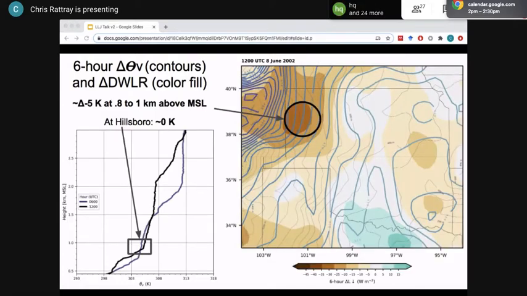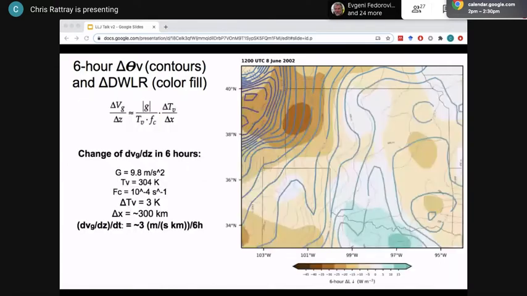So going ahead 6 hours, we see that the greatest decrease in downwelling long wave took place in this area in western Kansas, and it cools by about -5 Kelvin, and the height of this terrain is about 800 to 1,000 meters above sea level. Looking at the theta V profile at Hillsborough, we see that it doesn't really change that much at the same height.